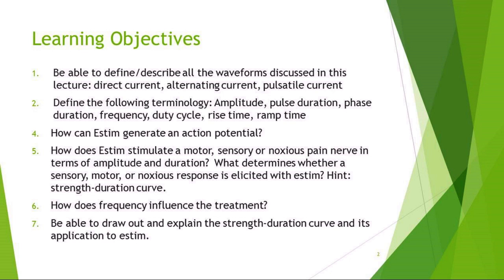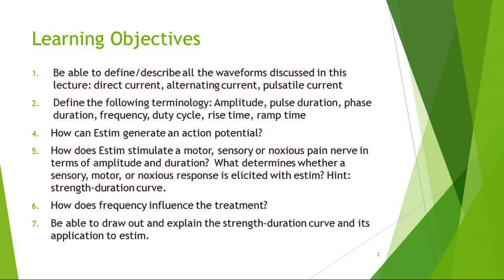So the three main waveforms that we're going to talk about, and we're going to continue to talk about throughout this module and next module, are direct current, alternating current, and pulsatile current. And we'll define and describe what those three all are. The parameters for all those different currents that you should know are amplitude, pulse duration, phase duration, frequency, duty cycle, rise time, and ramp time. And we'll talk about all those.